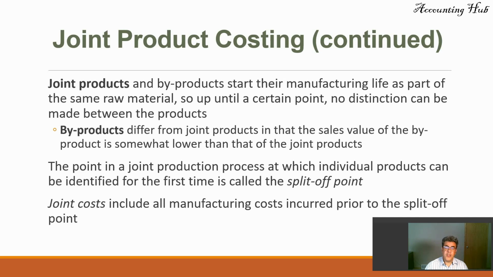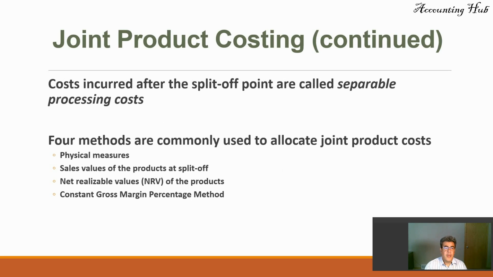The point in a joint production process at which individual products can be identified for the first time is called the split off point. This is where we will be working. And joint costs include all manufacturing costs incurred prior to the split off point. And costs incurred after the split off point are called separable processing costs. And we have four methods.